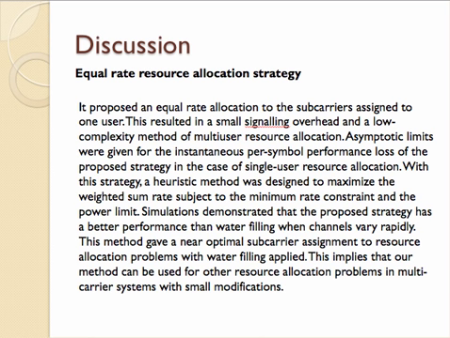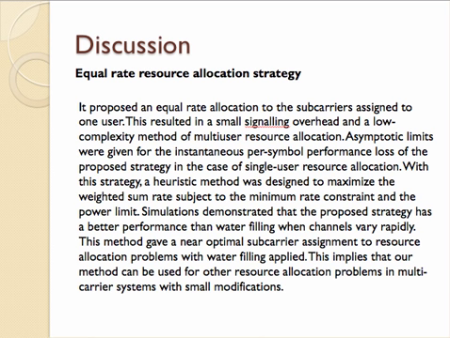Here is a discussion of the different resource allocation strategies. For the equal rate resource allocation strategy, it proposed an equal rate allocation to the subcarriers assigned to one user. This resulted in a small signaling overhead and a low complexity method of multi-user resource allocation. Asymptotic limits were given for the instantaneous perceivable performance loss of the proposed strategy in case of single-user resource allocation.